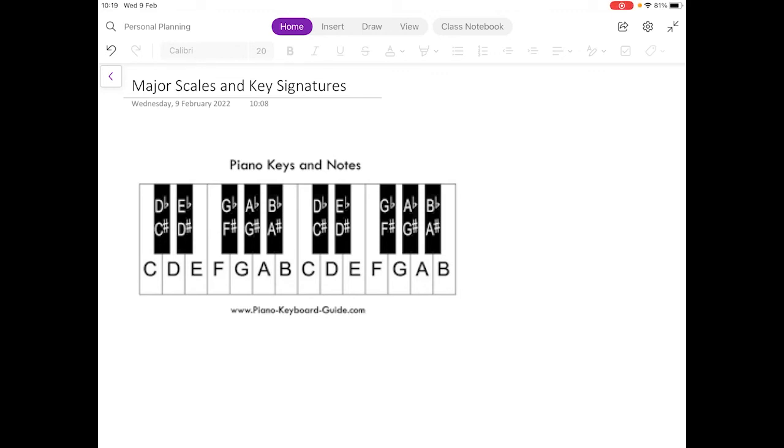Hi everyone, this is a video on major scales and key signatures. Major scales and key signatures are closely linked. In this video we're going to explore that link in two ways.